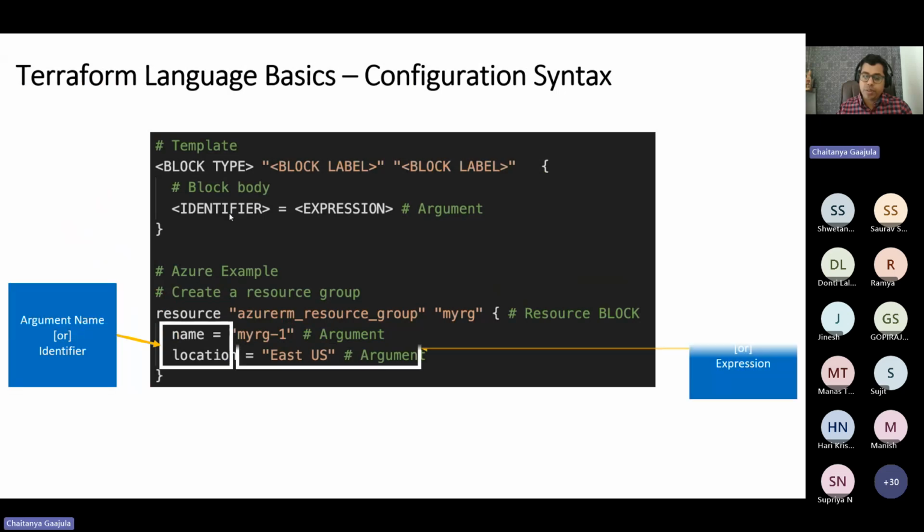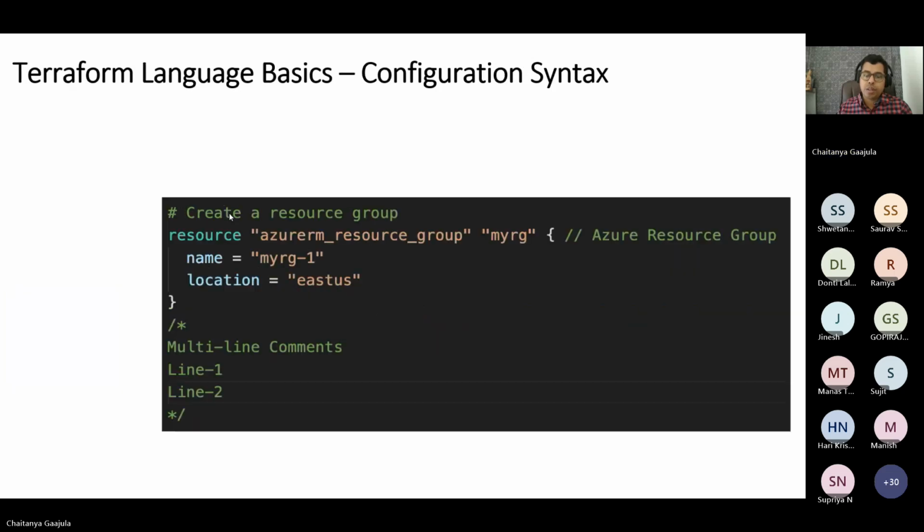And these are the arguments. These are key-value pairs, very similar to what we use in JSON. And how do you put in some information? You can use some comments so that anyone can understand what exactly this is doing.